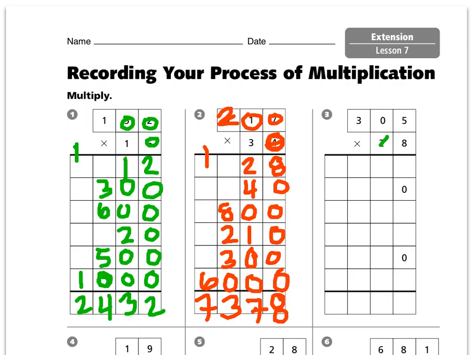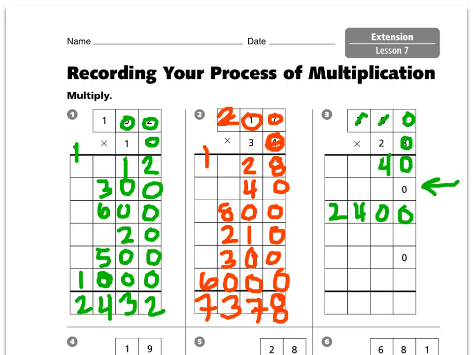Cover the 2, cover the 0, cover the 3. 8 times 5 is 40. The 5 becomes a 0, and now I can see this other 0. 8 times 0 is 0, which they already have there for you. Now I can go ahead and cut and cover that, and I have 300. 8 times 3 is 24, and then I have 2 zeros. So I write 2,400.